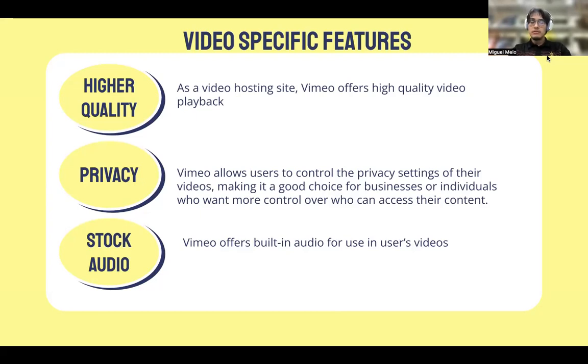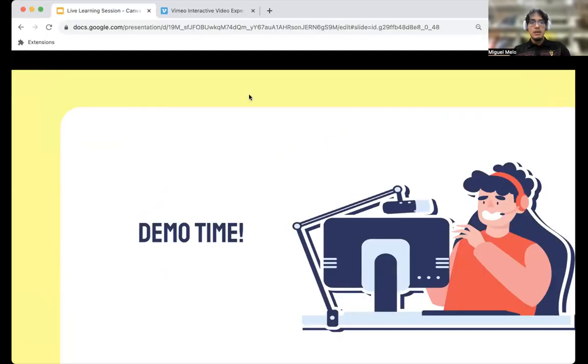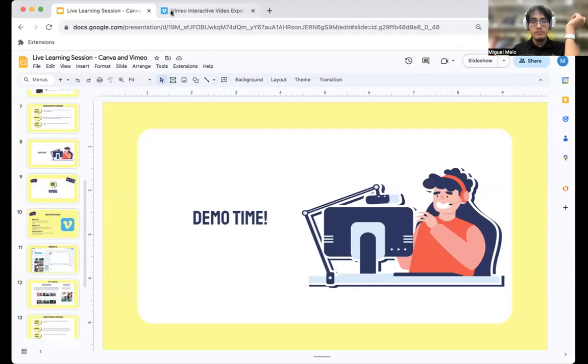And then next, very similar to Canva, Vimeo offers stock audio for users to have in their actual videos. So let's say you're making a video and you need some quick audio that's free, royalty free, and you're able to access it. Vimeo offers that as a feature. So cool. With that being said, let us get into our demo of the actual Vimeo.